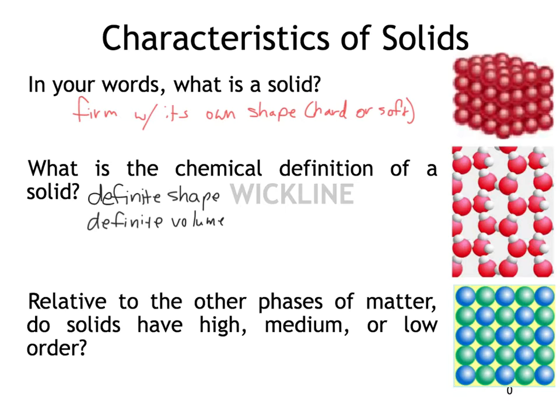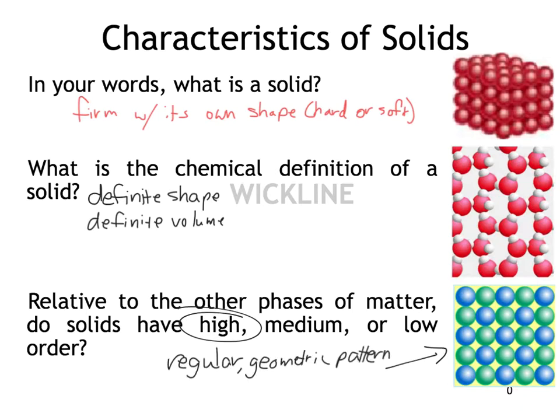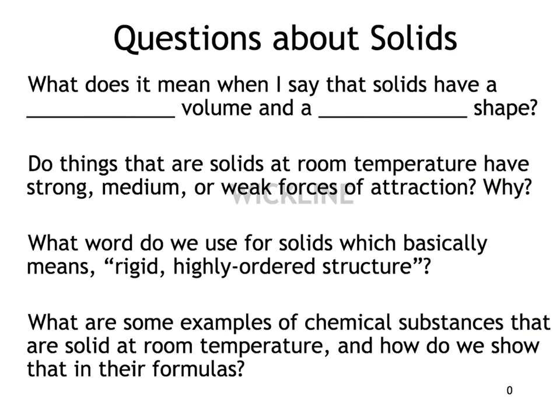Now, relative to the other phases of matter, solids actually have high order. And the order that we're talking about here is the regular geometric pattern in the structure of a solid. So here are some Regents questions about solids. What does it mean when the Regents say that solids have a definite volume and a definite shape? When they say that, it just means that they do not take the shape or volume of their containers.